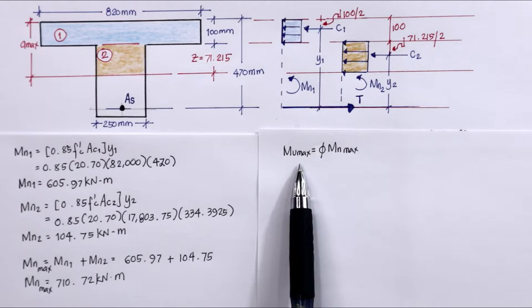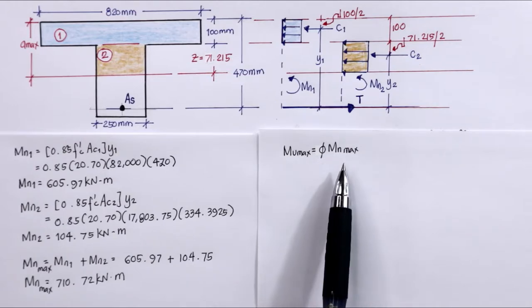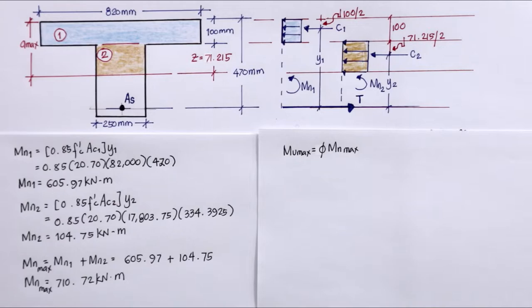Using the formula, Mu max is equal to reduction factor times Mn max. Pero wala pa tayong value ng reduction factor, kaya kukunin natin muna.